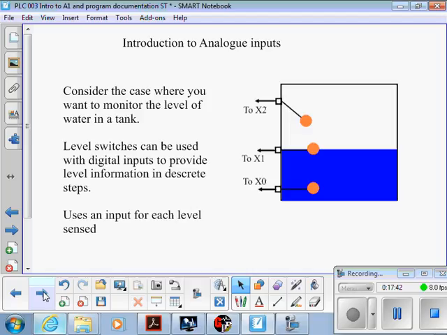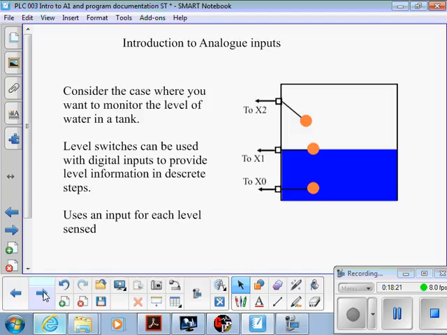Right, I'm going to move on now to look at just a very brief coverage of how analog inputs and how a PLC deals with analog signals. If we consider the case where you want to monitor the level of water in a tank, what we could do is put level switches in at all the different levels we wanted to sense. So the more switches we put in, the more indication we got of the actual level in the tank, but there's still an error between them.